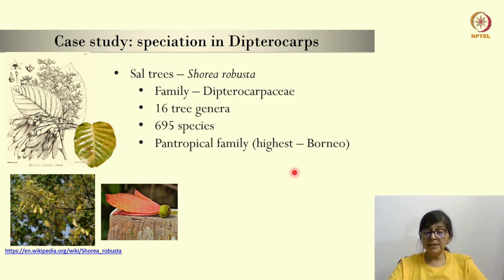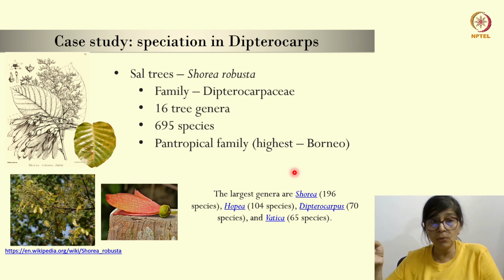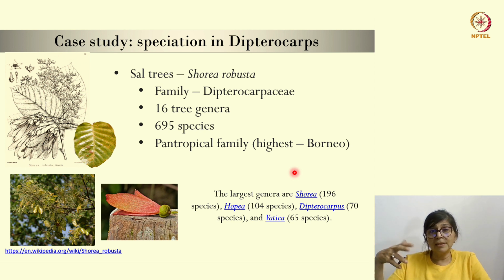However, the highest diversity is seen in Borneo, where, just for the genus Shorea, Borneo has almost 128 species, of which at least 96 are endemic, which means they are not found anywhere else in the world. So you can imagine how very biodiverse these Borneo islands are, and also how rich this dipterocarp family is in that area. So what is the significance or relevance of that?